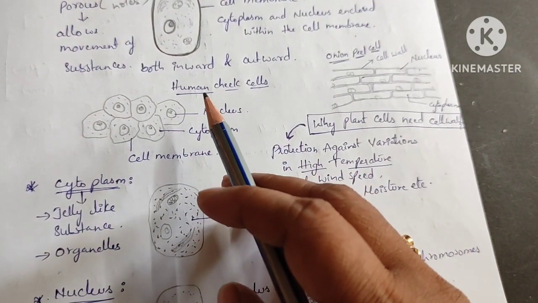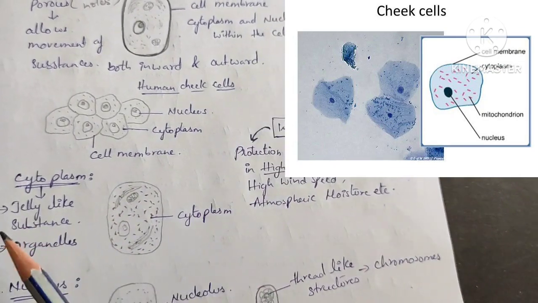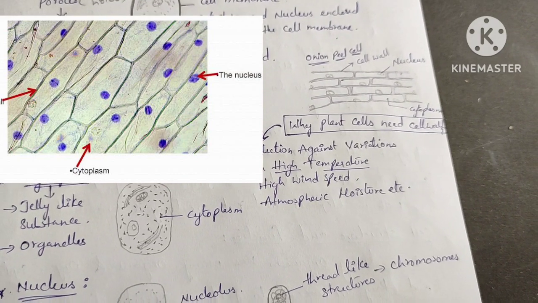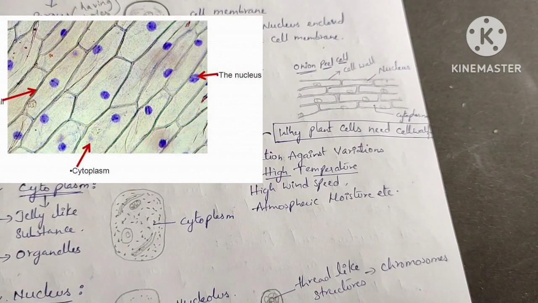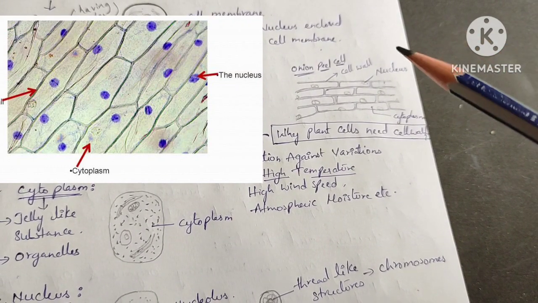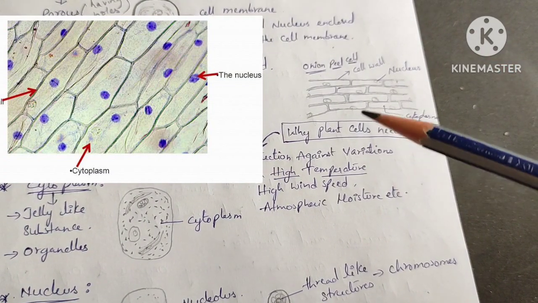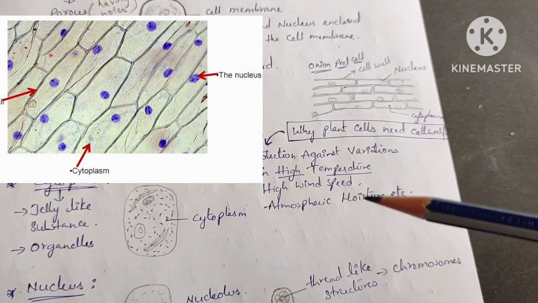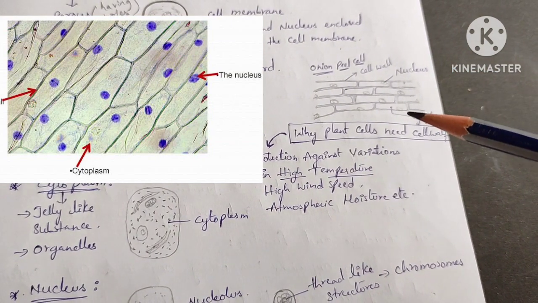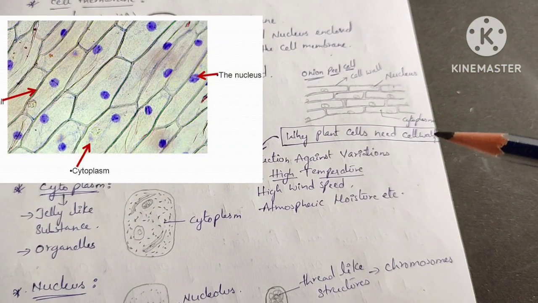Here we can see human cheek cells and onion peel cells. In onion peel cells you can see the cell wall, nucleus and cytoplasm. You can see very clearly. We have already learned that around the cell membrane there is an extra layer called the cell wall, which is present only in plants.